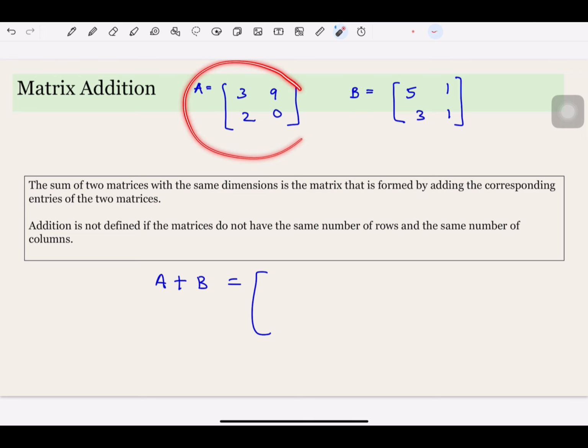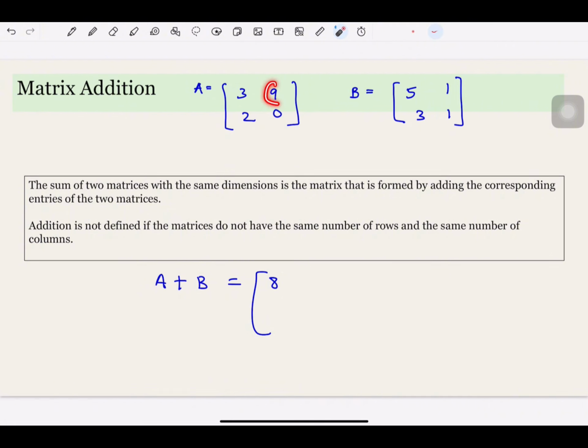So let's take matrix A. In this matrix A, in the top left corner, you have the number 3. On the other hand, in matrix B, in the top left corner, you have 5. So that means you have to add the two numbers together, 5 and 3, which is 8. And you're going to put that in the addition matrix. That is your new matrix. In the new matrix, this is your first element.